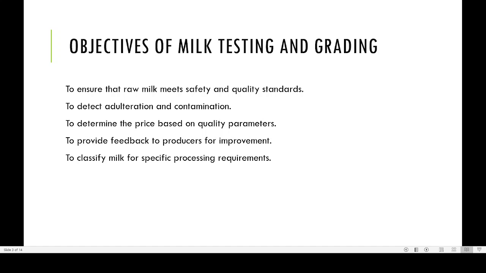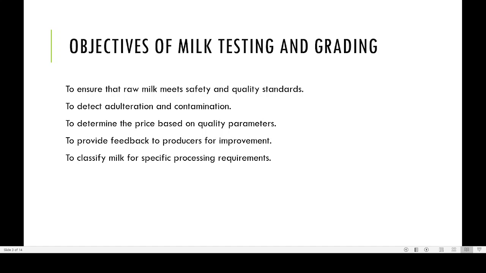Then to detect adulteration and contamination. Everybody knows that people will be adding water to the milk. So that is a common practice, and it has been there for a long time. So there should be some mechanism by which we will be able to detect how much water is there.